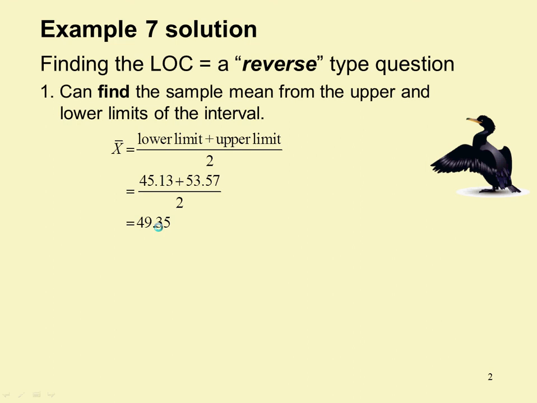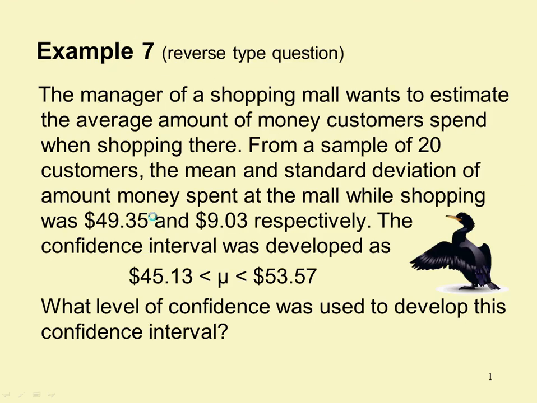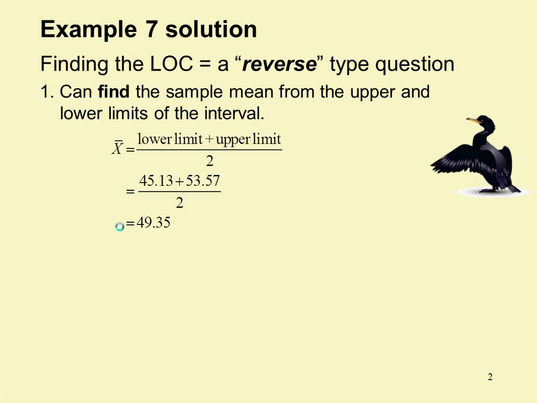If you look in the original question, we were actually given that this is what the sample mean was. That shouldn't come as a surprise, because based on the sample mean, we add the sampling error to get the upper limit, and we subtract the sampling error to get the lower limit. So the average of these two numbers will bring you back to the sample mean. That's a useful trick, so bear it in mind, because in certain other questions you do have to use this idea of averaging the upper and lower limits to get the sample mean.